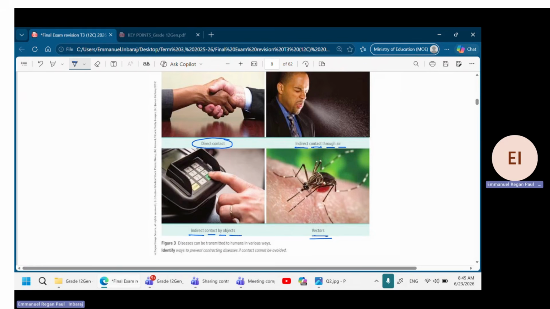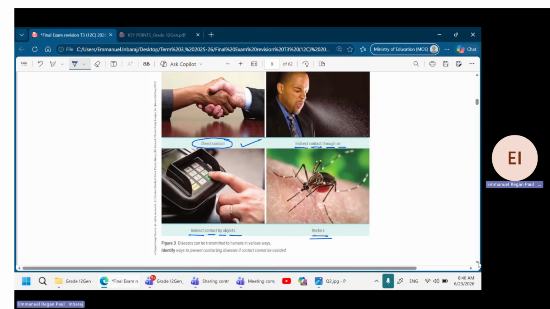So there are 4 methods. Direct contact, 2 people touch each other. Indirect contact, you can see only one person and the other one would be an object. It can be air or it can be any object. So indirect contact through air, indirect contact by objects, and number 4 is vector.